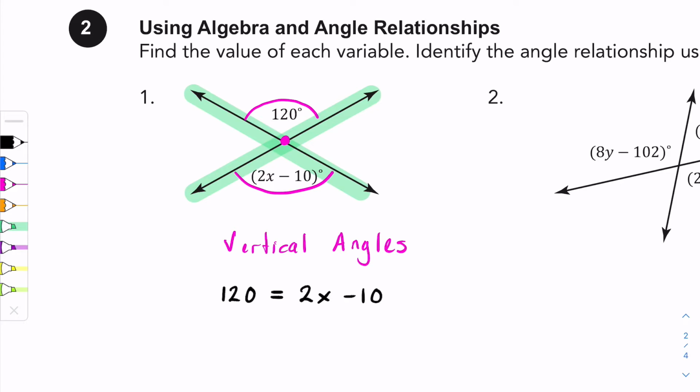If I am solving for x, I'm going to add 10 to both sides, giving me 130 is equal to 2x. Divide both sides by 2, and x is equal to 65.